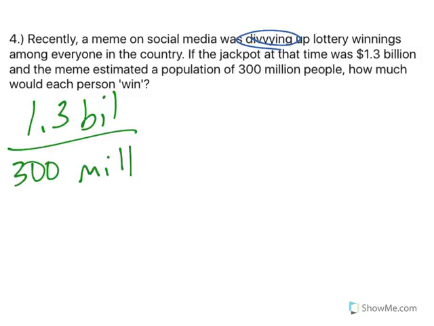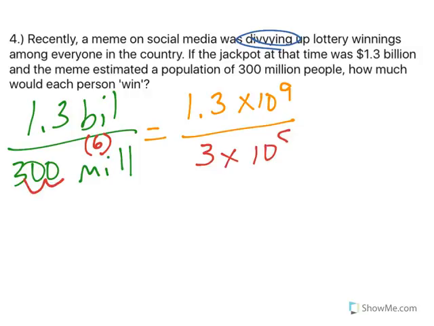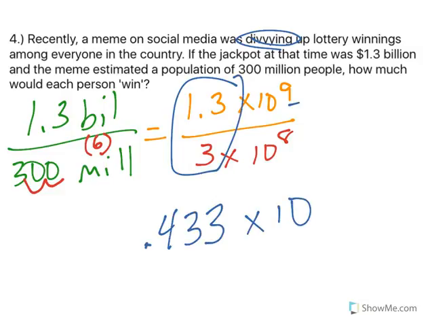Okay, let's go to scientific notation. Billion means 9. 1.3 times 10 to the 9th. Okay, now million, we know million means 6. But to move our 300, 6, 7, 8. So 3 times 10 to the 8th. Now, if I divide 1.3 divided by 3, so here I get 0.433 times 10 to the 9 minus 8 is 1. Let's move this back to standard form to talk money.